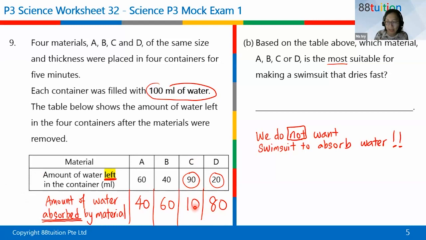Because C only absorbs 10 ml of water. Material C only absorbs 10 ml of water. Material D absorbs 80 ml of water, so much water.